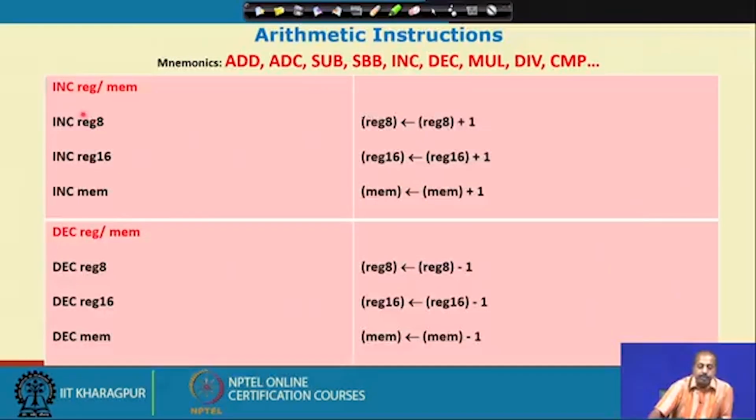Then there is the increment instruction. So, this is just incrementing some register by 1. So, increment register 8 will be incrementing the register by 1, increment register 16 will increment the register 16 by 1, not 1 bit, but by the value 1, and increment memory will increment the memory location by 1. Just the opposite of increment we have got the decrement instruction. So, decrement register 8 will decrement the 8 bit register by 1. Like that you can specify any 8 bit register here, and that value will be decremented.